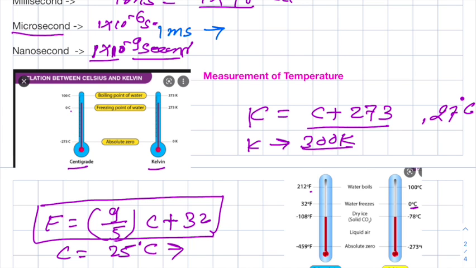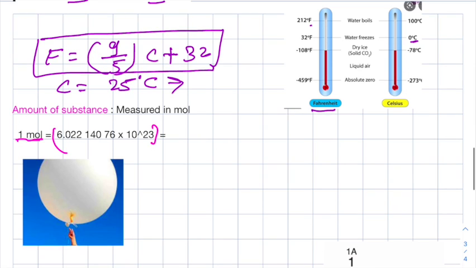Okay, the next important measurement is amount of substance. Normally we measure the amount of substance at the molecular level, the mole. This is relatively new for you. In 1 mole, how many particles are there? This is a big number, called Avogadro's number.